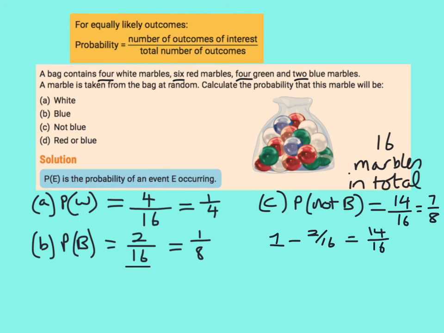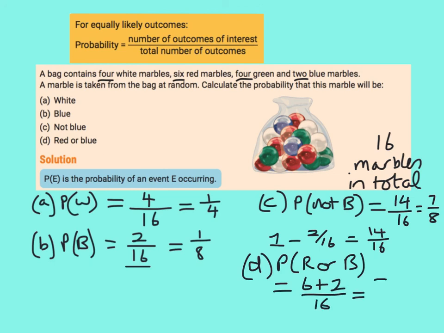Finally, we have D, which is the probability that the marble can be red or blue. So we're going to try and find the P of R or B. And what we know is red marbles, so we have 6 red marbles plus blue marbles, we have 2. And that's all over 16, and that will give me 8 over 16, which will give me a half, or 0.5.